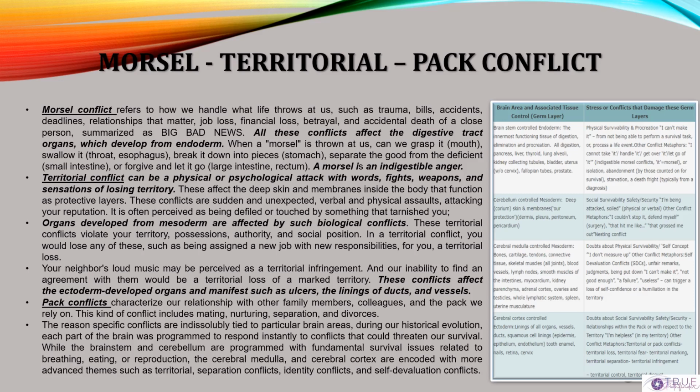Next, we have so-called pack conflicts that characterize our relationship with other family members, colleagues, and the pack we rely on in general. This kind of conflict includes mating, nurturing, separation, and divorces. The reason specific conflicts are indissolubly tied to particular brain areas is that during our historical evolution, each part of the brain was programmed to respond instantly to conflicts that could threaten our survival. While the brainstem and the cerebellum are programmed with fundamental survival issues related to breathing, eating, or reproduction, the cerebral medulla and cerebral cortex are encoded with more advanced themes such as territorial, separation issues, identity issues, and self-devaluation issues.